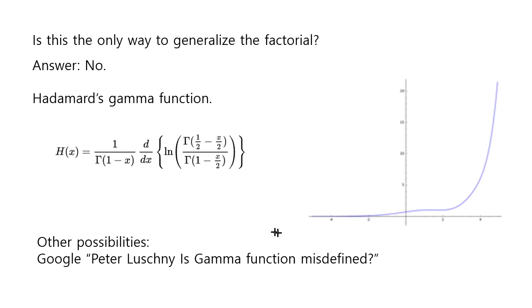Now, if trying to mimic the factorial values and connect them into a continuous function is the only goal, then a legit question could be: is this the only way to generalize the factorial for non-integer values? And the answer is no. Hadamard made a gamma function which gives you factorials exactly for integer values, but the nice thing is that it doesn't have these poles. It doesn't go to infinity. It's all connected.